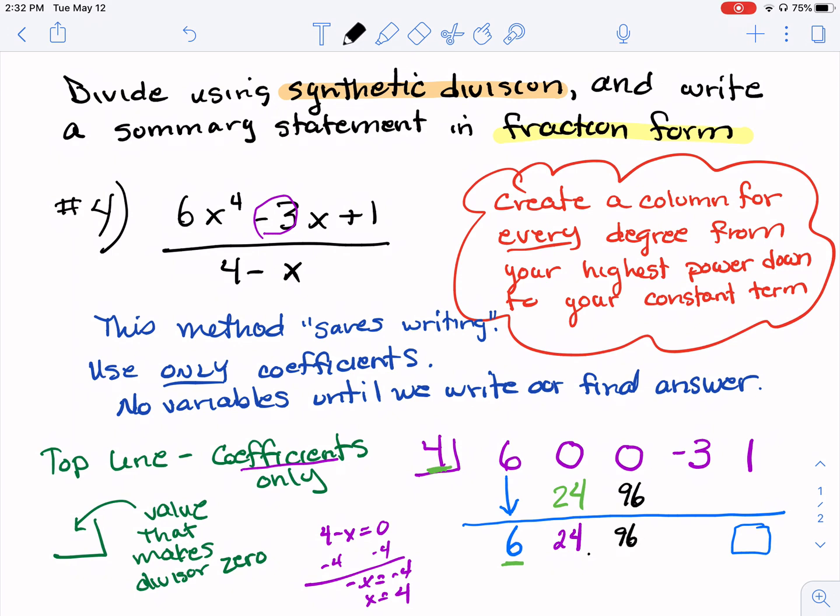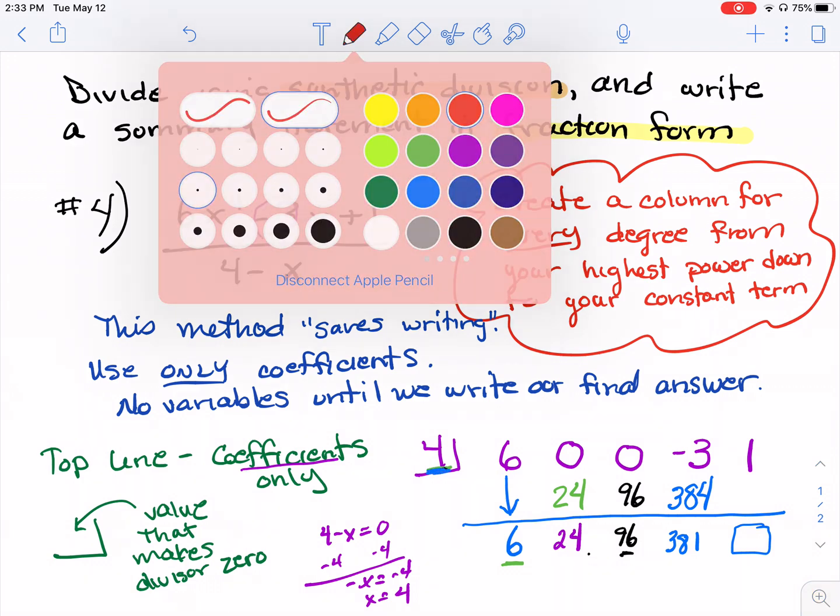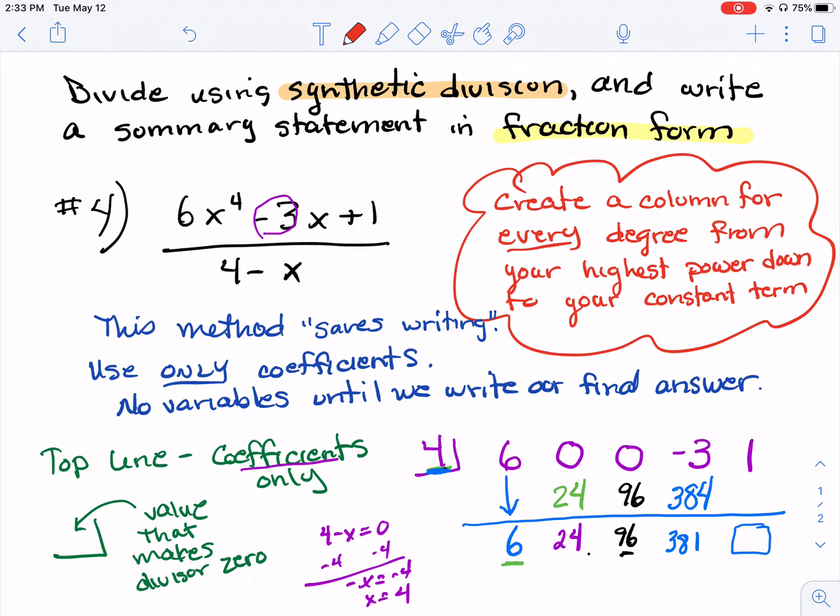Now we're going to multiply again, number in the corner, times this 96. 4 times 96 turns out to be 384. Then we add straight down, -3 plus 384 is 381. 381 times this 4 in the corner over here, 4 times 381, is going to give us 1,524. And then I add straight down, 1 plus 1,524 is 1,525. So that's the synthetic division.